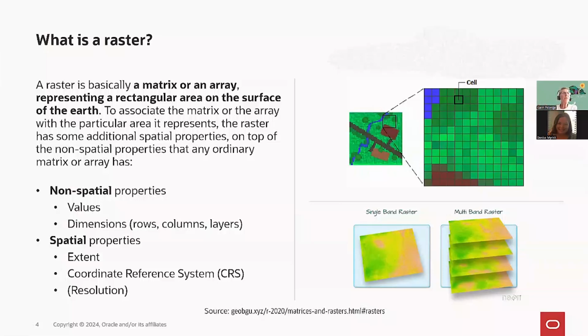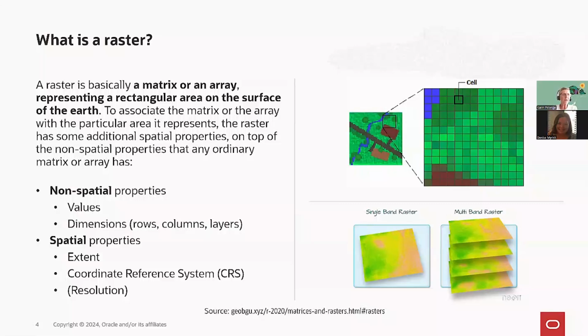But before I come to that, just one basic question: what is a raster? A raster is information that is basically expressed as a matrix or an array. And this matrix or array represents a rectangular area on the surface of the Earth. So it is mapped to a specific place on Earth. This matrix typically has non-spatial properties assigned, but also, and that's the important thing to map it to a place on Earth, it has spatial properties assigned. We will be looking at those spatial properties.